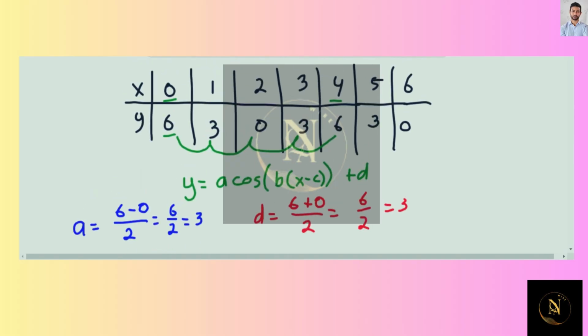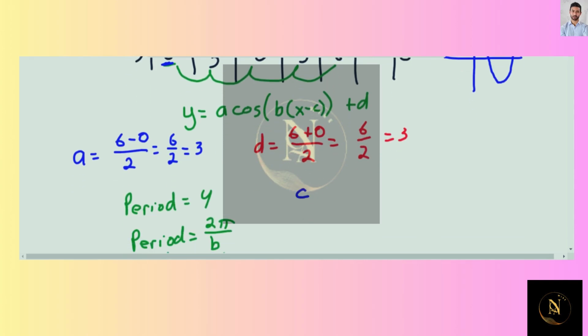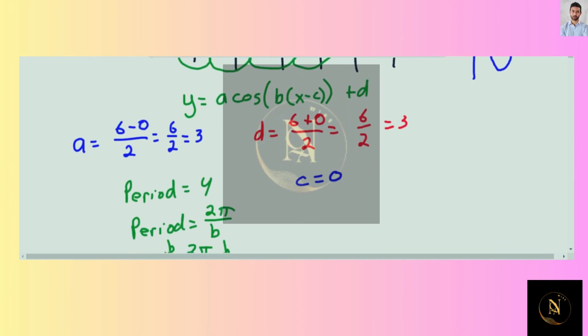Now we just need to find our c value. C represents our horizontal shift, meaning to the left or to the right. Our typical cosine curve starts at the max, decreases to the min, and then comes back up to the max. When x equals 0, that is actually our max value. So in this case, we will not have any horizontal shifting, which means that c is equal to 0.